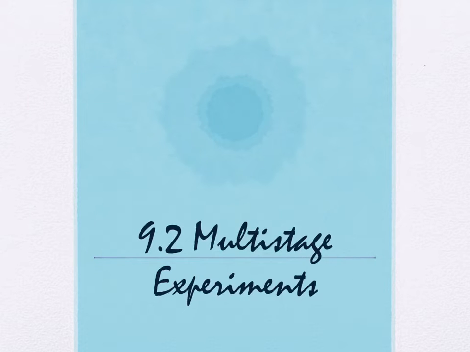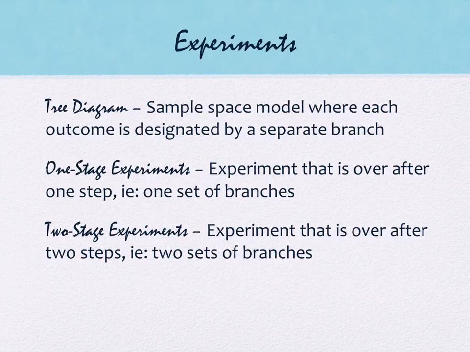In order to keep all of that straight, what we're going to be working with are called tree diagrams. So tree diagrams are a sample space model where each outcome is designated by a separate branch. One-stage experiments, like we were doing in 9.1, have an experiment that is over after one step. Two-stage experiments, or you could even say multi-stage experiments, are over after 2 steps, or it could be 3 steps or 4 steps, but you have multiple steps involved.